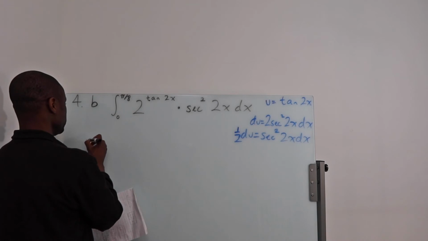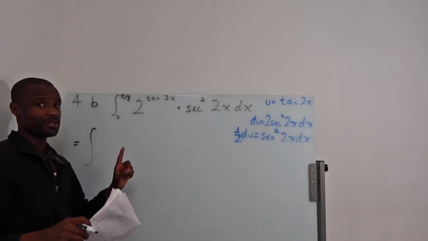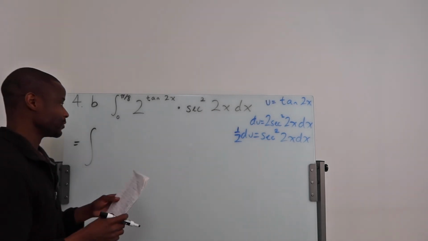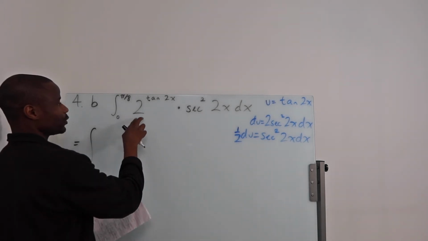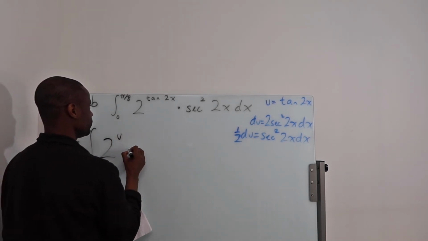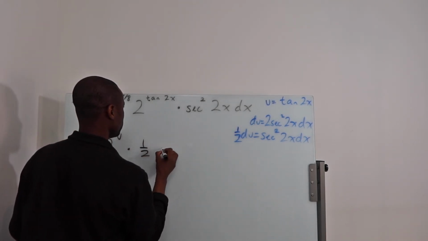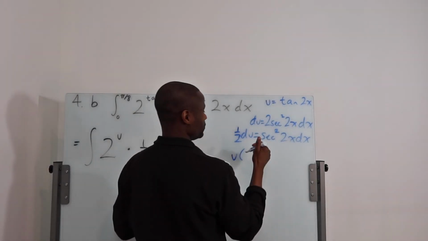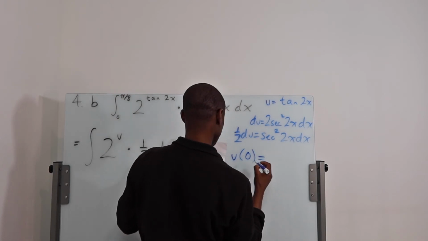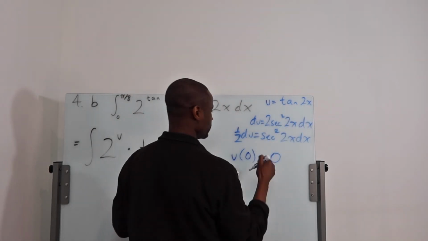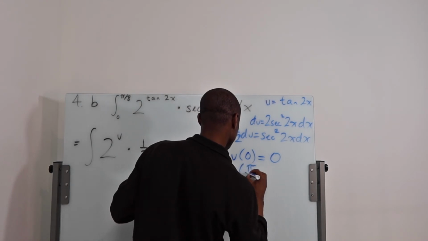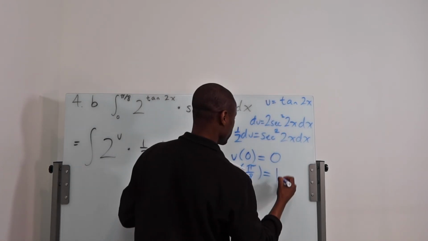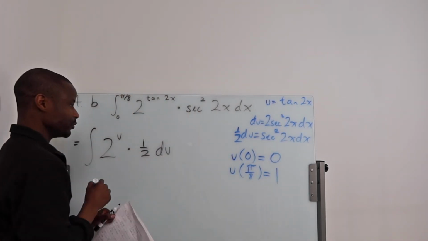So what we have here then is the integral. Now we have to be careful. Our limits of integration are going to be different based on u. Now, 2 to the u times 1/2 du. What's u of 0 going to be? If u is tangent of 2x, u of 0 is going to be 0, because tangent of 0 is 0. What about u of pi over 8? Well, pi over 8, double it, pi over 4, tangent is 1. So those are our new limits.